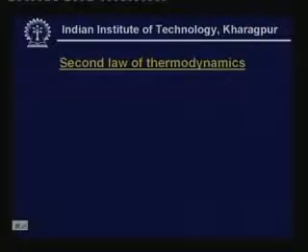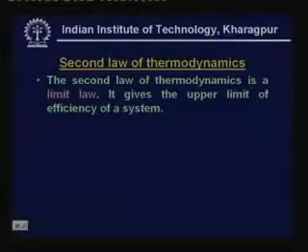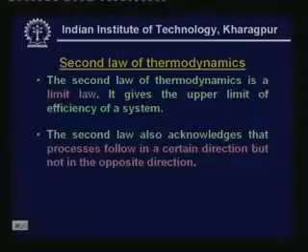Now, let us come to the second law of thermodynamics. The second law is a limit law, and it gives the upper limit of efficiency of a system. That means it tells you, under the existing circumstances, what is the maximum possible efficiency that you can think of. It sets an upper limit on the possible efficiency of any device or system, and it also decides the direction of the process. That means the second law says that certain processes take place only in certain directions. They cannot take place in the reverse direction.